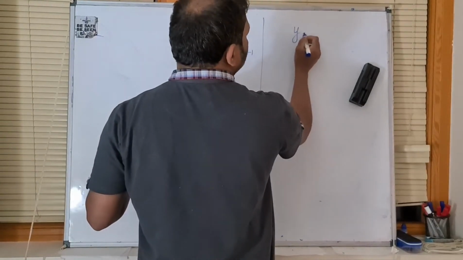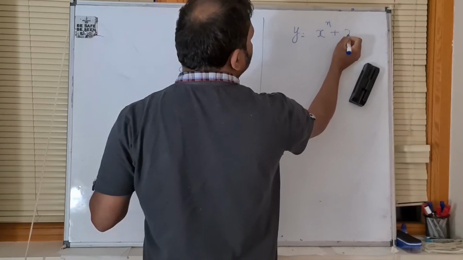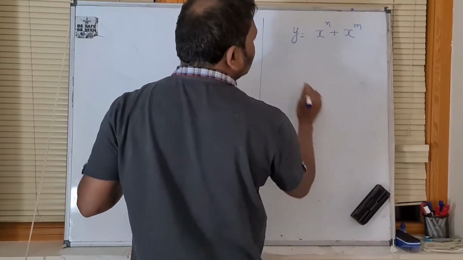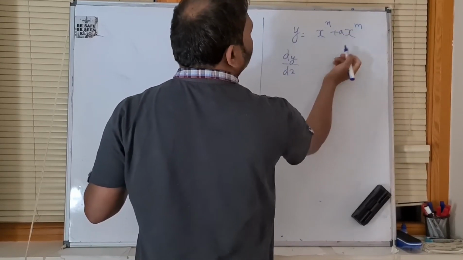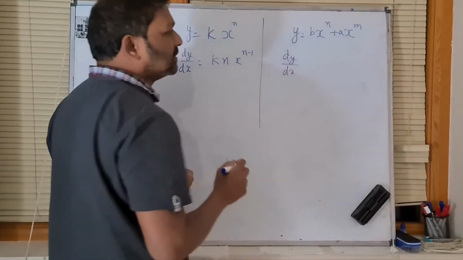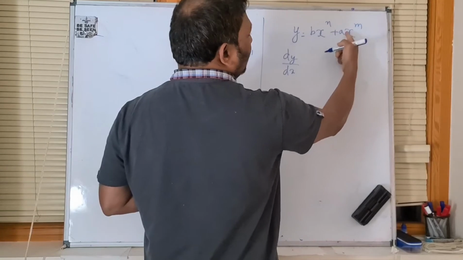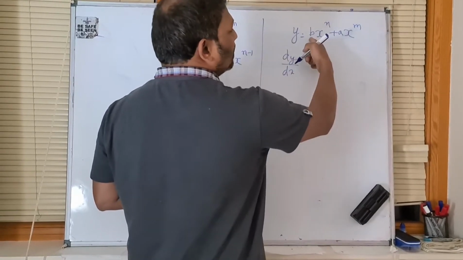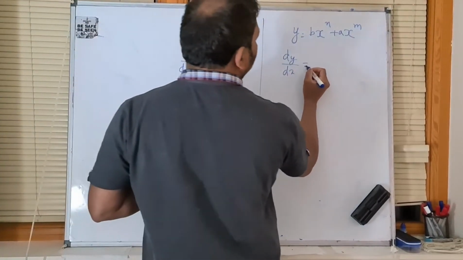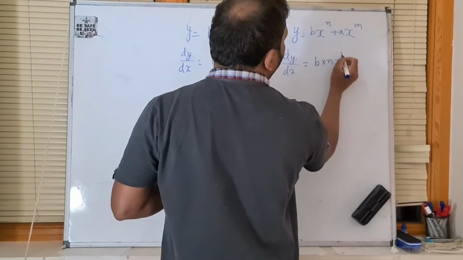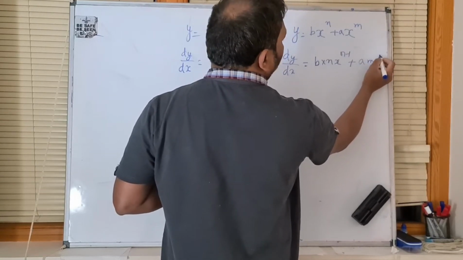And similarly, y is equal to x to the power of n plus x to the power of m. So let's do differentiation of this one. Maybe you put some coefficient if you want, maybe put a here, and b here. Now you do the differentiation. a, b, m, n are constants. The only variable here on the right side is x. So it is b times n times x, with the power reduced by 1. Similarly, plus a times m times x to the power m minus 1.